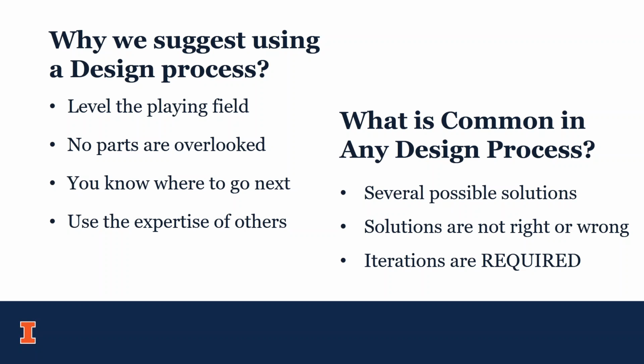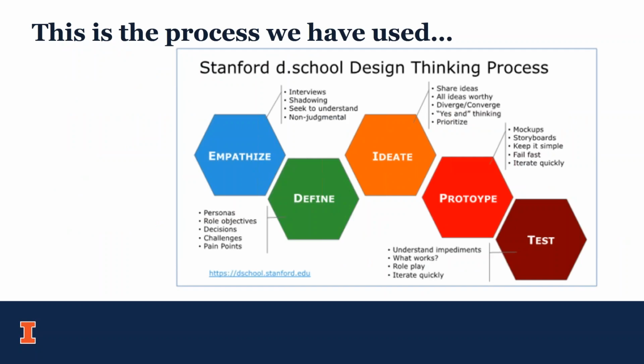What is common in any design process is that there are several possible solutions, and none of these solutions are inherently right or wrong, which means that you probably have to go through many different iterations. We've been using this design process from the Stanford D School on design thinking. We've used it before in our classes, and it's very easy to use. There are many more resources and tools out there that we encourage you to experience. It's just that in these 45 minutes today, we will barely scratch the surface.